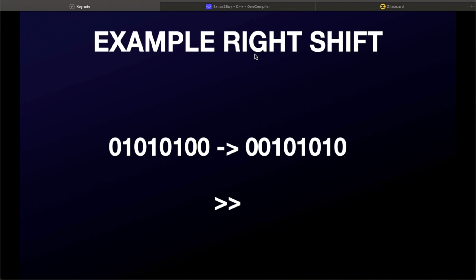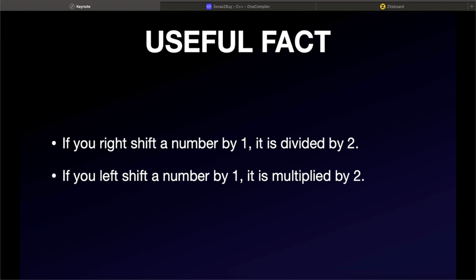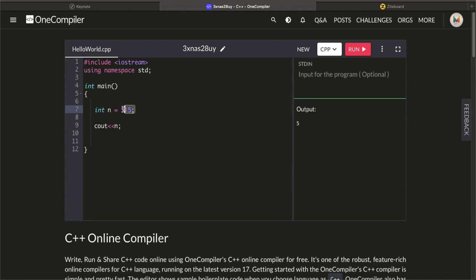Now, one thing to remember is whenever you do a right shift, you divide the number by 2. And however many times you right shift it, you'll keep dividing the number by 2. If you do a left shift on a number, you multiply that number by 2. So let's take an example here. Let's multiply by 2, so we're left shifting 5 by 2. Now, not 2, let's do it by 1, and let's run it.